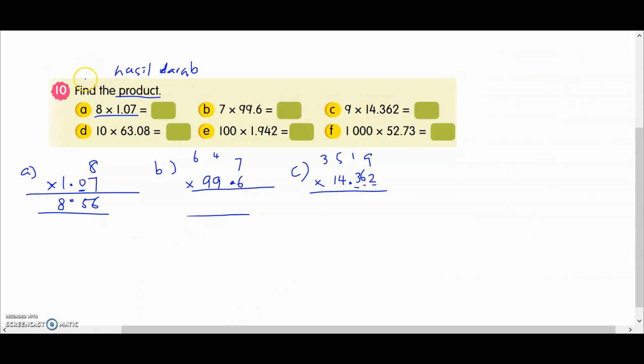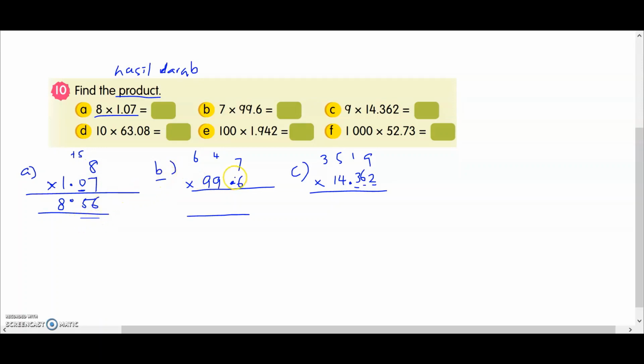Okay, for question 10, you have to find the product. Now, when you see the word product, it means hasil darab, or the answer that you get from multiplication. Okay, for A, 8 times 1.07. So 8 times 7 is 56. 8 times 0 is 0. Plus 5 is 5. 8 times 1 is 8. Or next time when you see a 0 beside it, you can straight away write 56. It's the same.